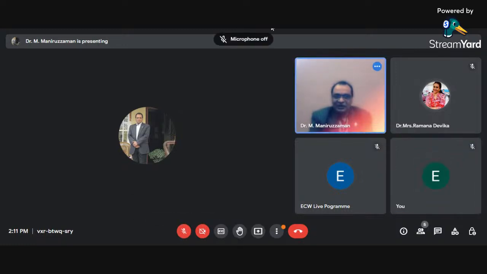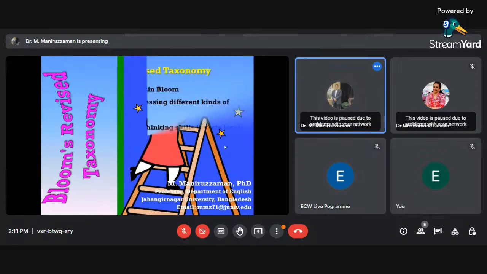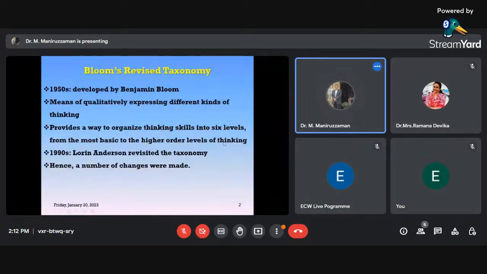Okay, so now I'm briefly discussing Bloom's taxonomy. You see here is the introduction. In the 1950s, Benjamin Bloom developed a taxonomy, and this taxonomy functions as a means of qualitatively expressing different kinds of thinking. It provides a way to organize thinking skills into 6 levels, from the most basic to the higher order levels of thinking.